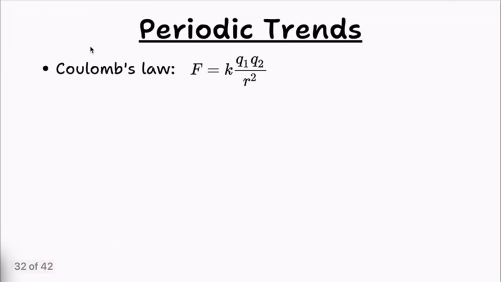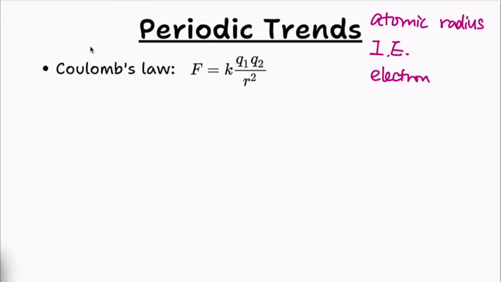And next, this is the last subtopic in Unit 1, periodic trends. There are 4 categories that you are going to look at for periodic trends. One is atomic radius, or just the size of an atom. The second is ionization energy. The third is electron affinity. And the last one is electronegativity. So there are 4 categories. We're going to start with the first one, atomic radius.